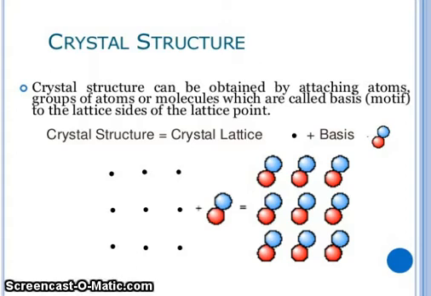So, what is crystal structure? Crystal structure can be obtained by attaching atoms, groups of atoms or molecules, which are called the basis, to each lattice point of the lattice. Crystal structure is equal to crystal lattice plus basis. You can see the dots and you can see the basis, and when they combine together, we call it crystal structure.